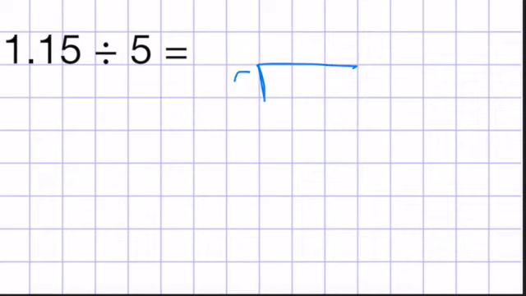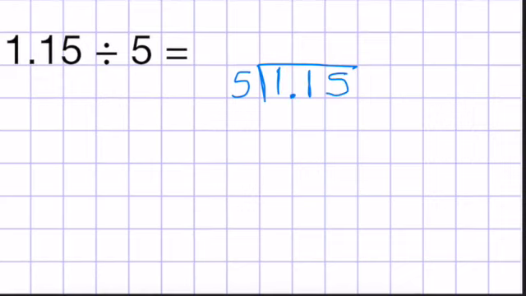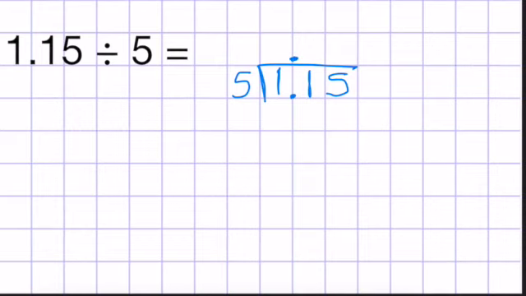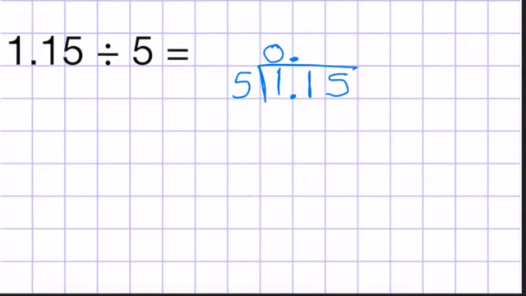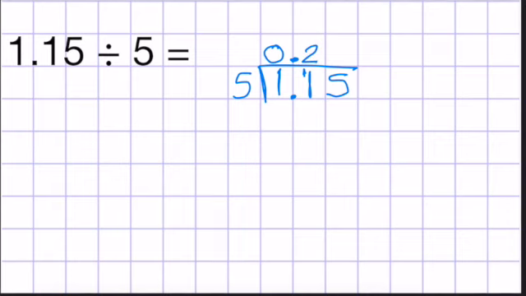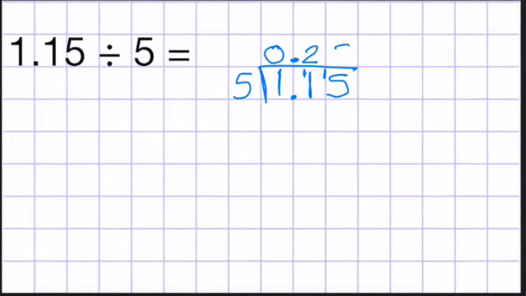So we draw our bus stop, 5 here, 1.15. All we do is we put the decimal point in the same place above. 5 goes into 1, 0 times. Carry the 1 over. 5 goes into 11 2 times with a remainder. And 5 goes into 15 3. So your answer is 0.23.